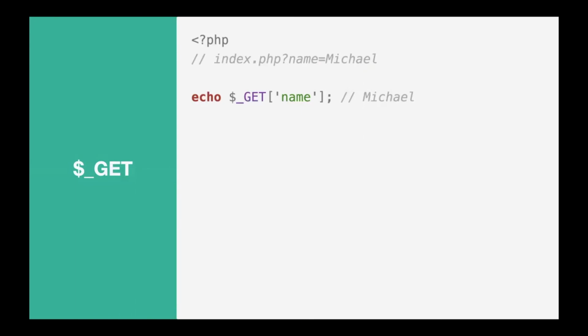Because this is the query string being passed to index.php, PHP has automatically grabbed that name and value and stored it into the $_GET variable. So if we wanted to retrieve the name Michael, we can do $_GET with a set of square brackets, because it's an array, and then the key name. And that would return Michael. And that's essentially it. If this was a different name, say if this was John, then John would be returned here.